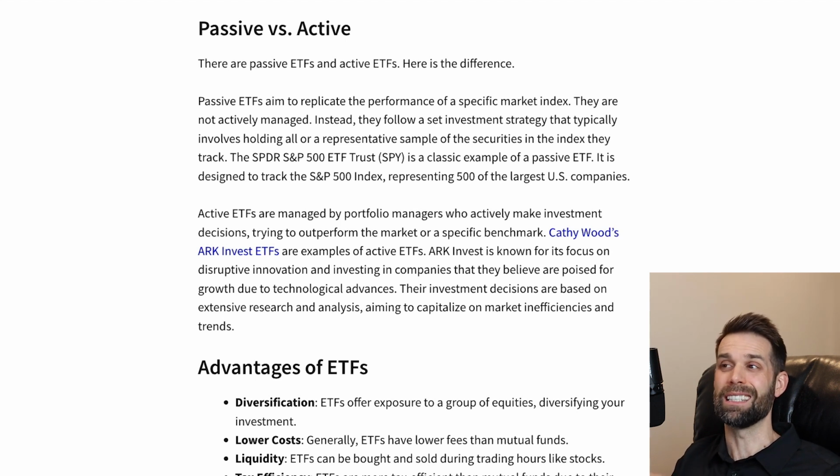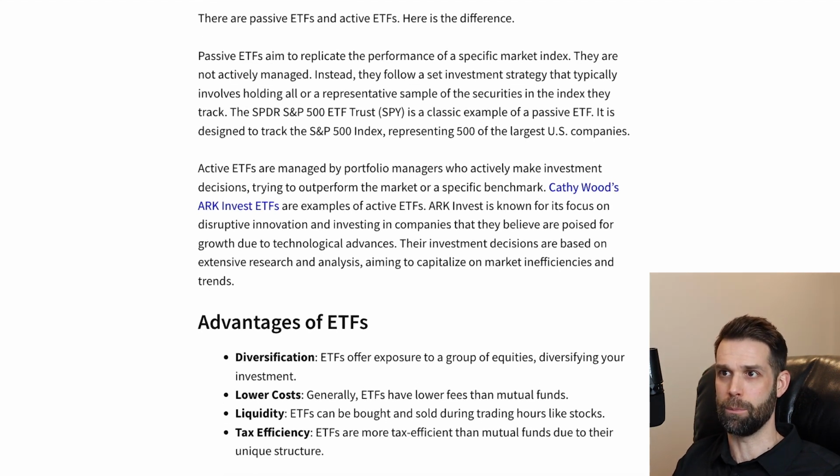Their investment decisions are based on extensive research and analysis, and things change within that ETF. They might sell a little bit of one company or buy more of another. So the basket of assets in their ETFs changes because a manager actively manages that ETF and makes changes, buys more of one stock and sells more of another. So that is active versus passive.